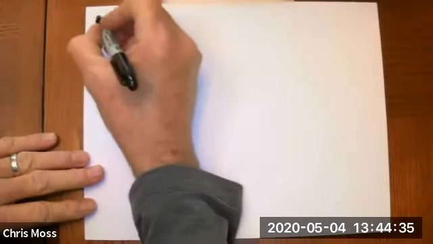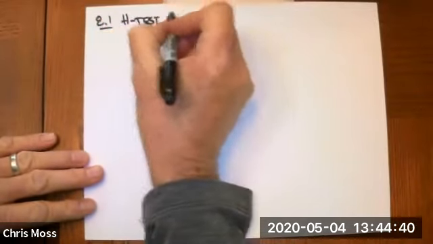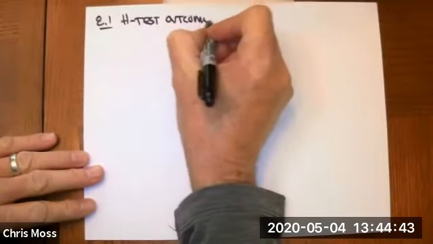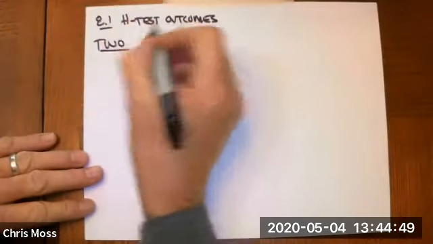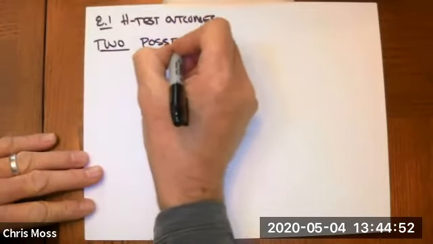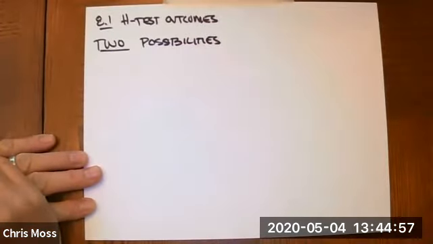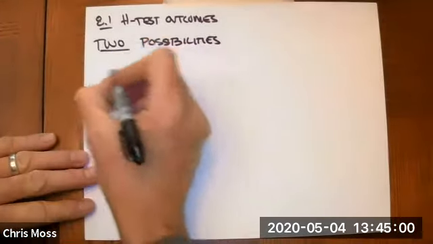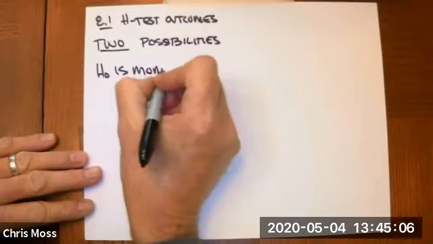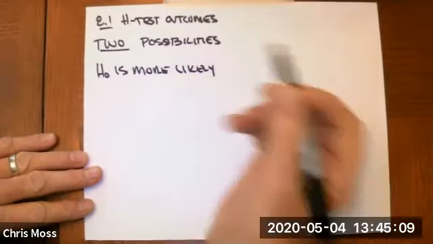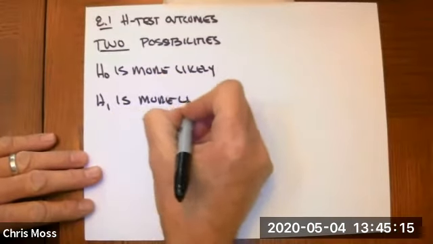Okay, so a little bit more on 8.1, hypothesis test outcomes. All right, so at the end of the day, there's really only two possible outcomes. They are mutually exclusive. They cannot happen at the same time. Either the null hypothesis is more likely, or the alternative hypothesis is more likely.